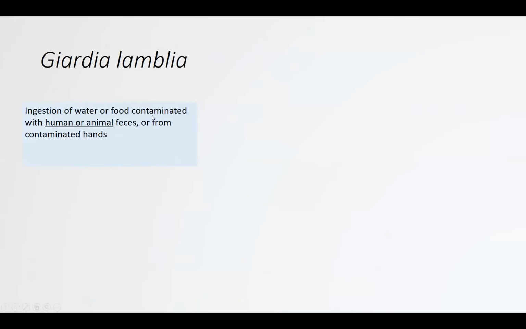Giardia is, again, water or food. This is human or animal feces. In this case, the same strains of Giardia that infect humans also can infect animals. So you can be exposed to animal feces. Classically, we talk about backpackers drinking clear mountain streams that are full of bear poop. That's the kind of thing that you'll get Giardia from.